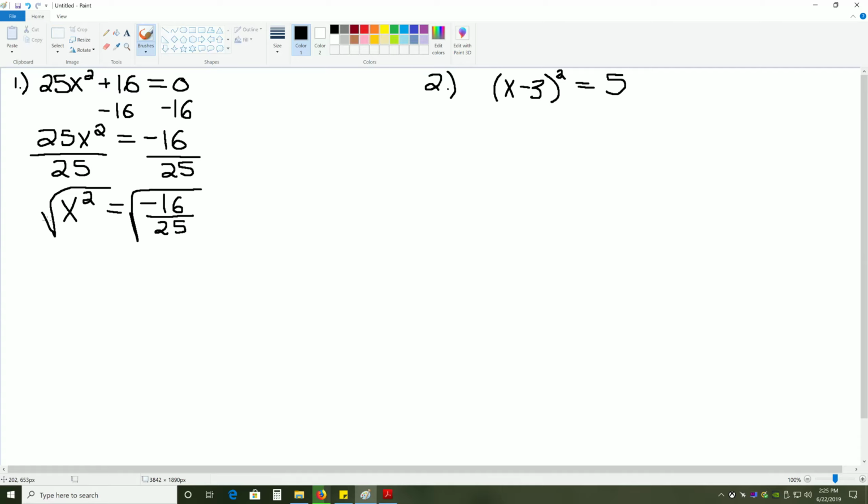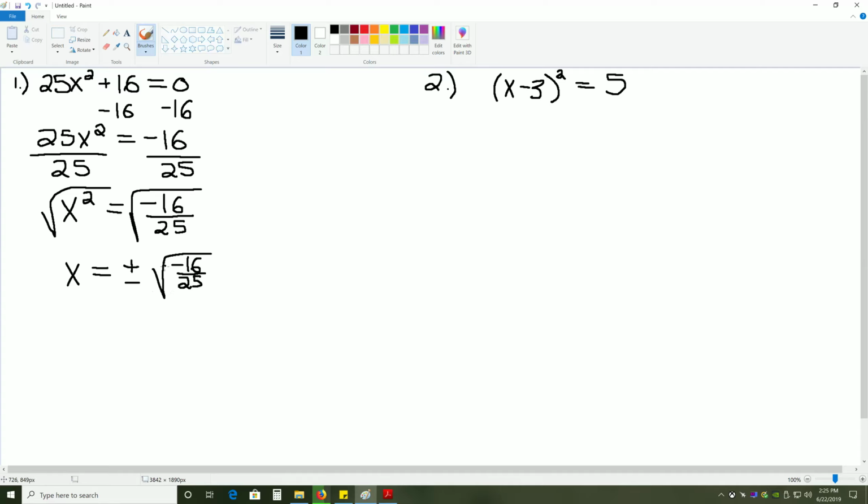And we do this because the square root of x squared will leave us with just x, and that will be equal to the square root of negative 16 over 25. But when you take the square root of each side, you introduce a positive and a negative answer. So we get x equals plus or minus the square root of negative 16 over 25.